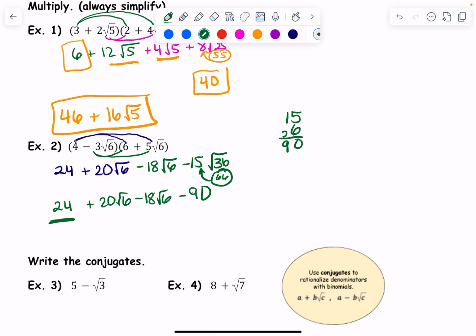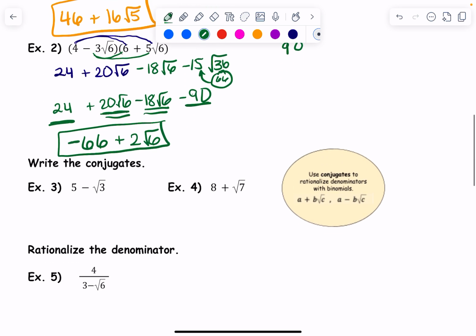And then these are like terms. So we're going to end up with 66, but a negative, right? Because we have more negative than positive. And then we have 20 radical 6 plus negative 18 radical 6. So that will give us a 2 radical 6, and we're done.